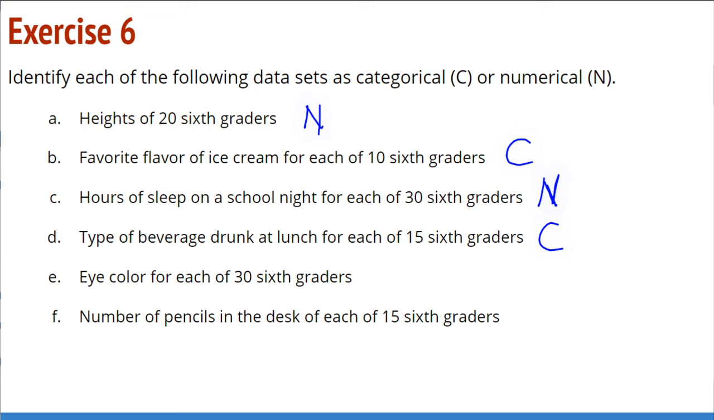The eye color for each of 36 graders. So we walk around the classroom and we write down the eye color of each student. We've got blue eyes and we've got brown eyes and we've got green eyes. These are all categories. Number of pencils in the desk of each of 15 sixth graders. We walk around and we ask each student, how many pencils do you have in your desk? Well, each one of them is going to give us a number of pencils. That is numerical data.